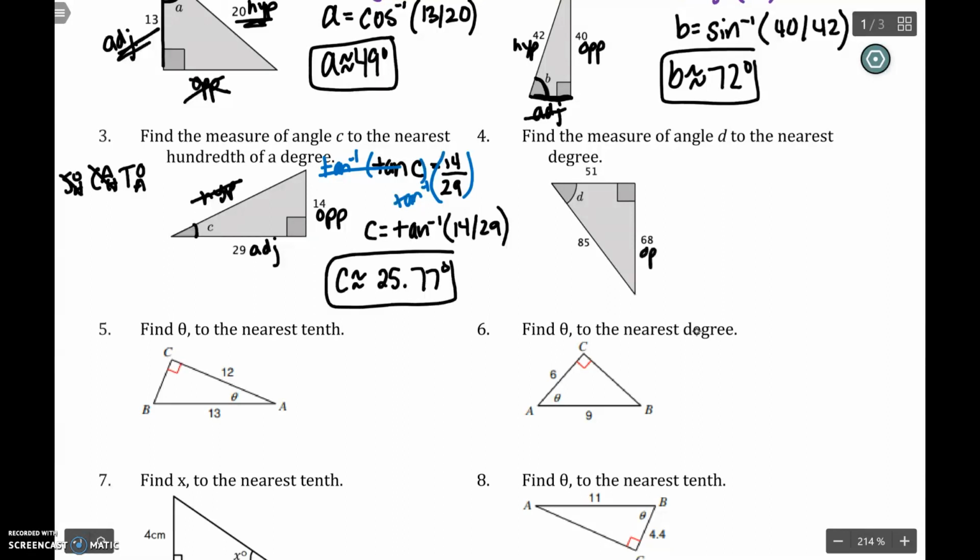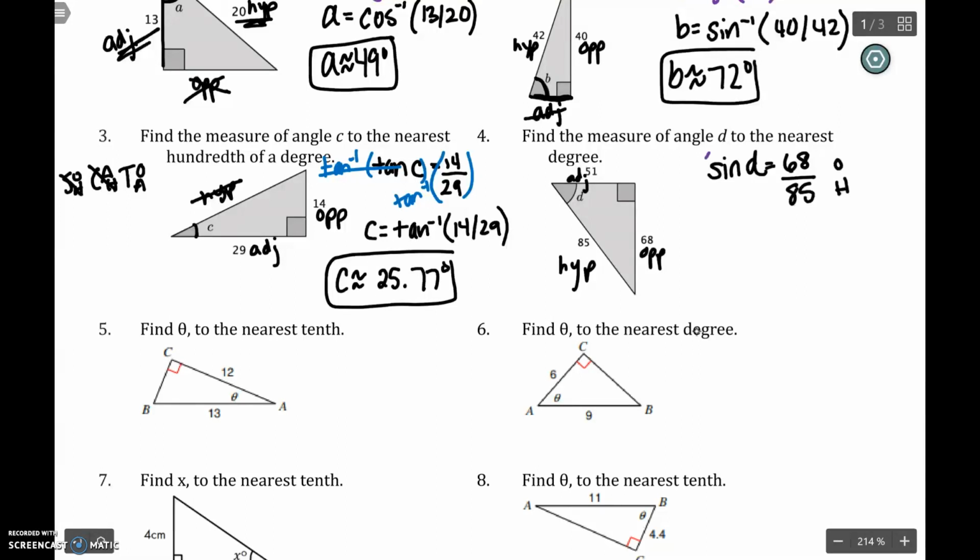Okay, same thing for the next one. Across from D is the opposite. Across from the 90 is the hypotenuse. Next to it is the adjacent. We actually have values on all 3 sides, so we can pick whichever one we prefer. I usually use sine just because it's the first one. So sine for my angle D is opposite over hypotenuse. So 68 over 85.